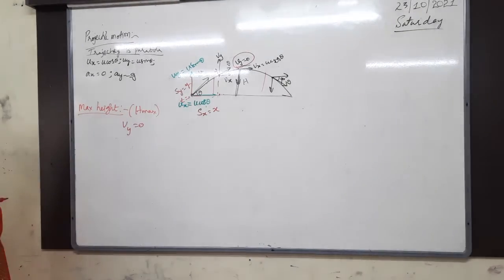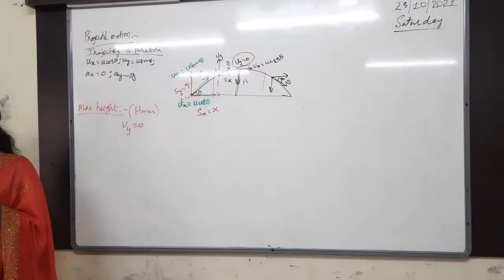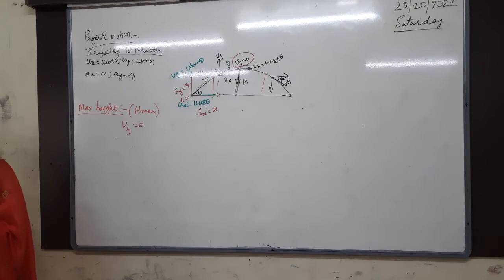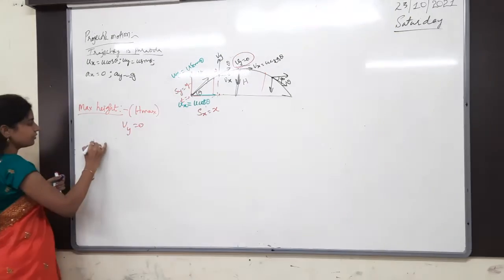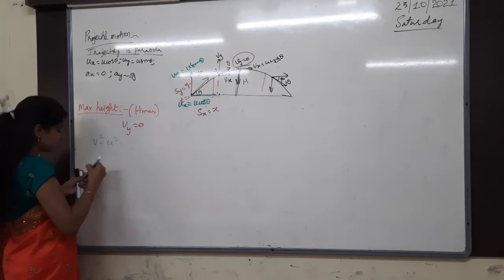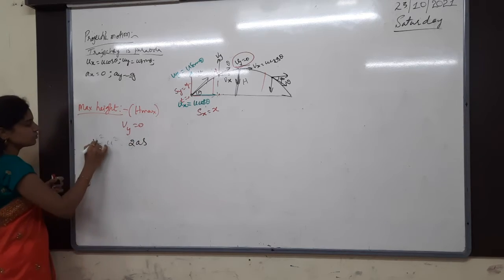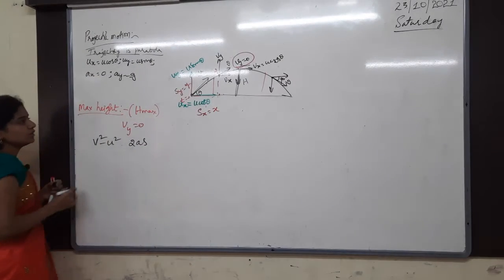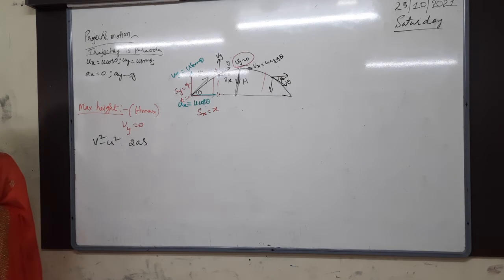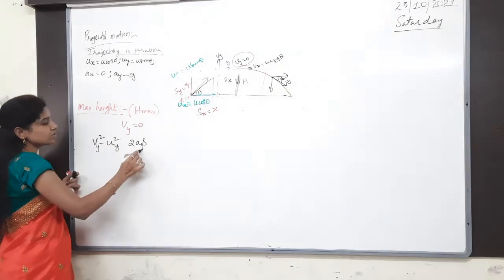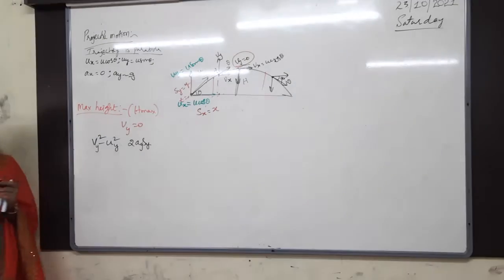Now I want to find out the displacement. Which formula can I use? I know Vy is 0, and I know the acceleration. So which formula can we use? V square minus u square is equal to 2as. Along which direction am I talking about the displacement? Vertical direction. So Vy square minus uy square is equal to 2ay sy.